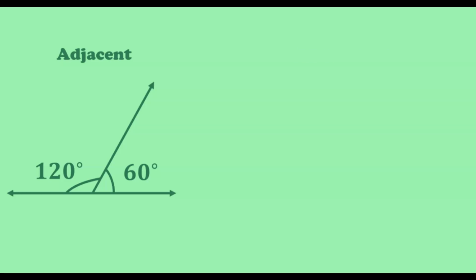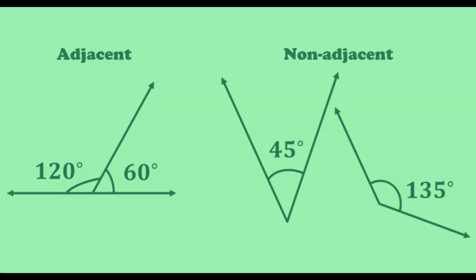Next, consider non-adjacent supplementary angles. Consider these two angles over here. So we have a 45-degree angle and a 135-degree angle. If we add 45 degrees and 135 degrees, we will get 180 degrees. So these two angles are supplementary angles. And they are also non-adjacent because we have no common vertex. We can see that the vertices are different, and they don't have a common arm either.